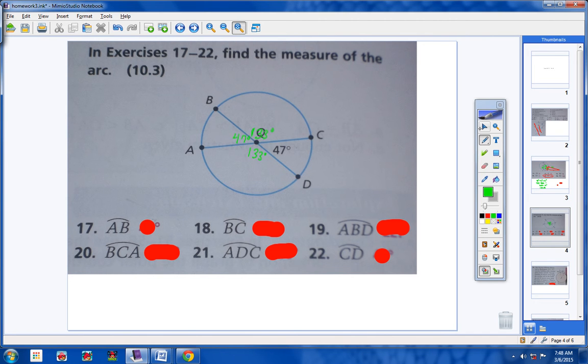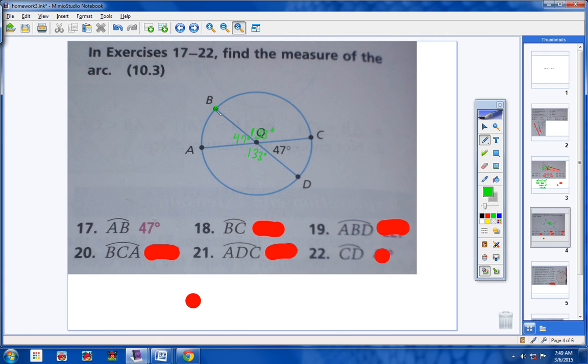Here we go. Arc AB. Let's find the measure of arc AB. Well, AB goes from here to here. So there are your endpoints. Where your endpoints are, draw a line down to the center, and your central angle is 47 degrees. So if the central angle that forms arc AB is 47, then the arc itself is 47 degrees.